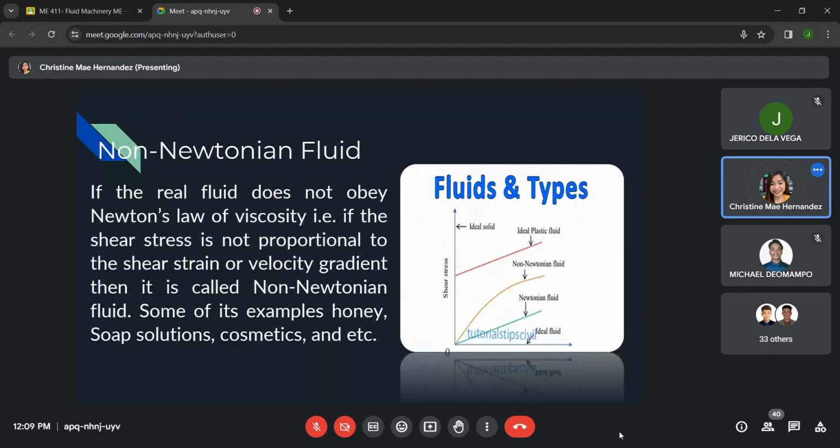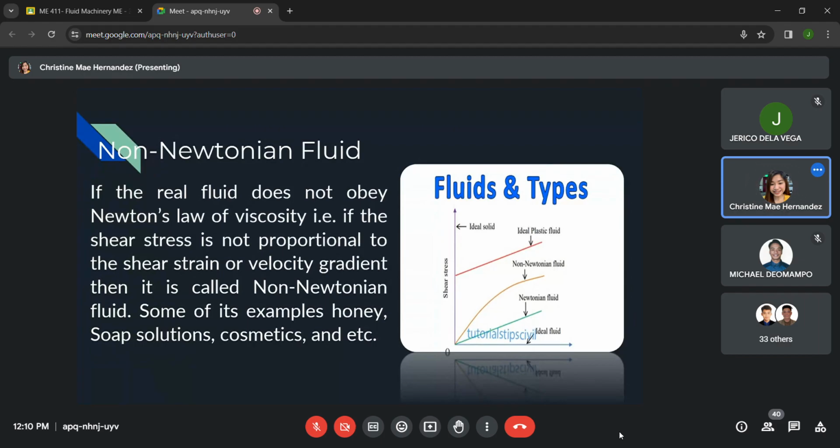if the real fluid does not obey Newton's law of viscosity, kabaliktaran siya or opposite siya ni Newtonian fluid. So if the shear stress is not proportional to the shear strain or velocity gradient, then it is called non-Newtonian fluid. Ang example dito is honey, soap solution, cosmetic, and etc. For example, kung kanina sa Newtonian, ang in-steer natin is yung water, diba? Ang daling ma-steer kasi linear siya.